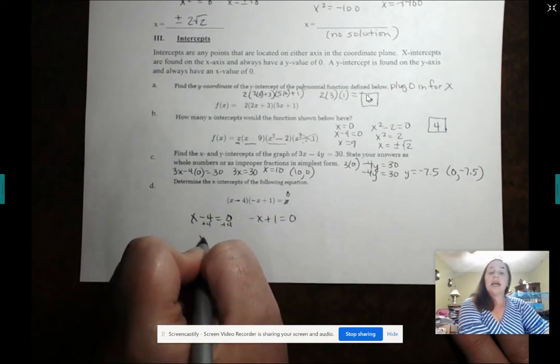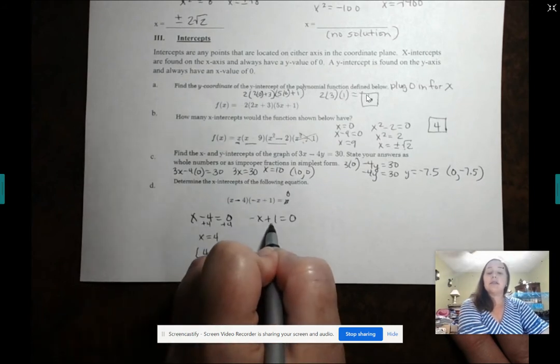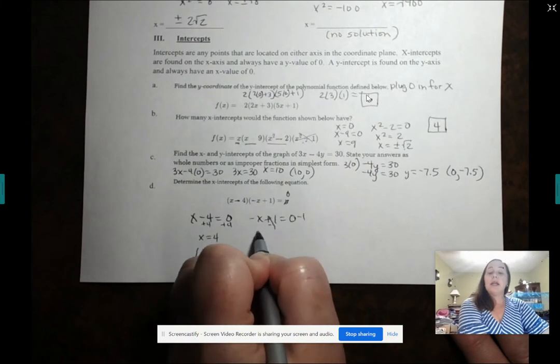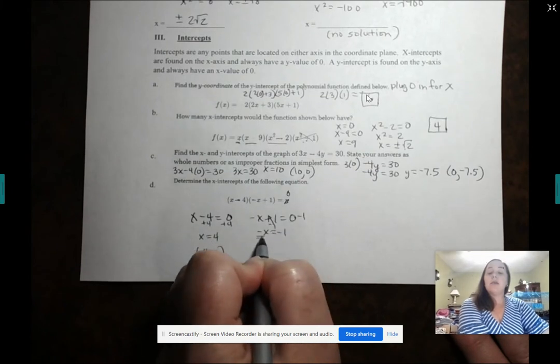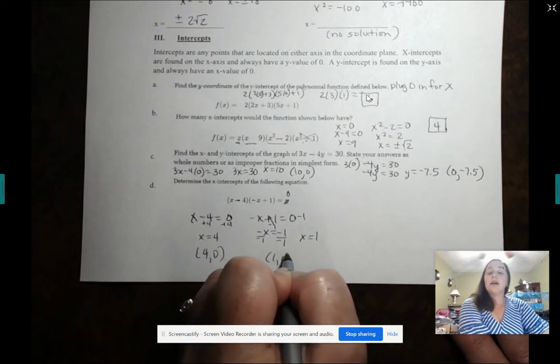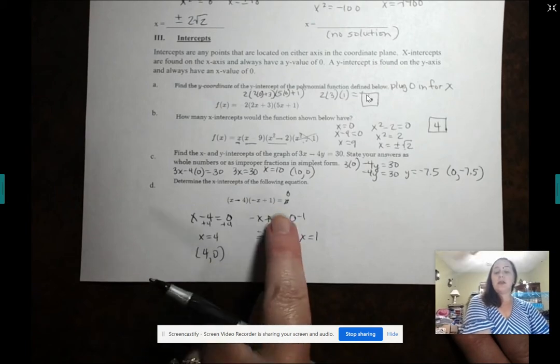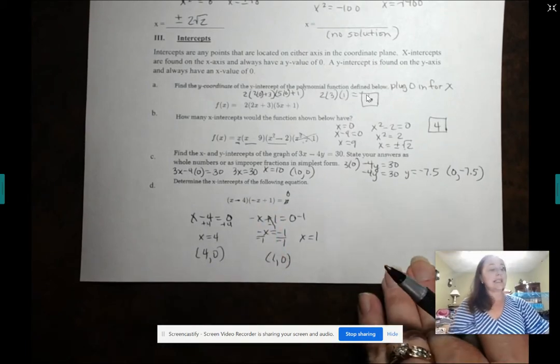So I'm going to get x equals 4. So (4, 0) is an x-intercept. I'm going to take away 1 and divide by negative 1, and I get x equals 1, which means (1, 0) is my other x-intercept. So this is the two places where this function would be crossing the x-axis.